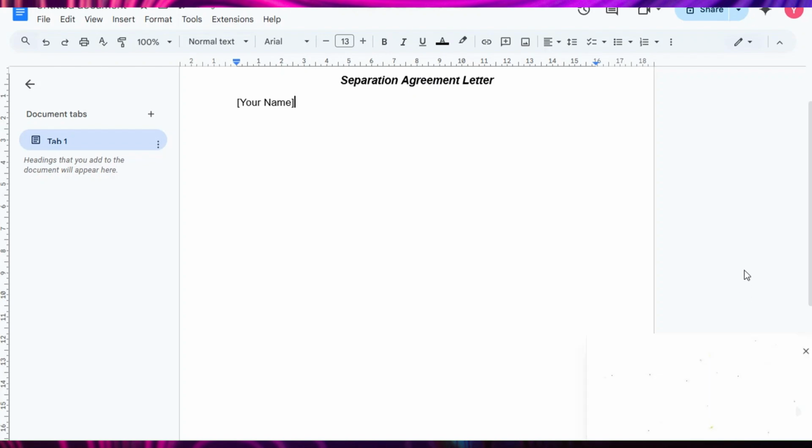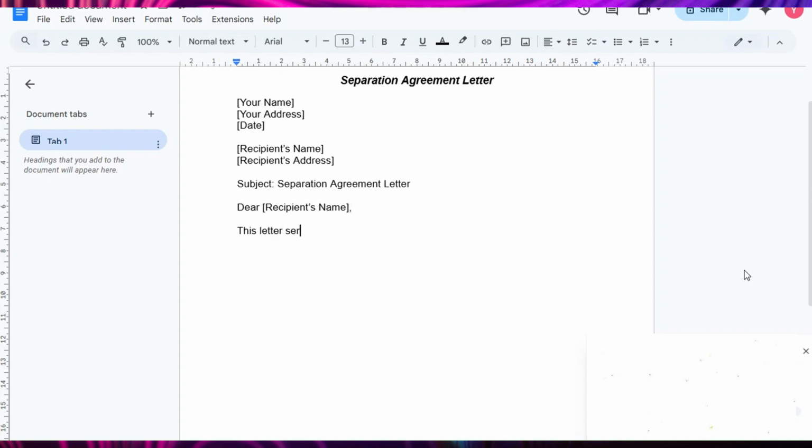You will begin the letter by stating your name and address, followed by the date. Next, include the recipient's name and address to ensure clarity on both parties involved. The subject line should clearly state that the letter is a separation agreement letter. Begin the letter with a formal salutation, addressing the recipient by name.